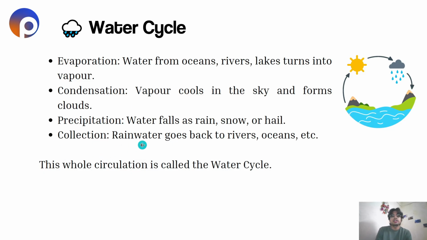Then collection: the rainwater goes back to rivers, oceans, etc. Even water conservation also takes place, such as rainwater harvesting. So these are the activities that are done to save or conserve water, and then water comes back to earth in the form of rivers, oceans, etc. Even the sea. Now this whole circulation is called the water cycle.